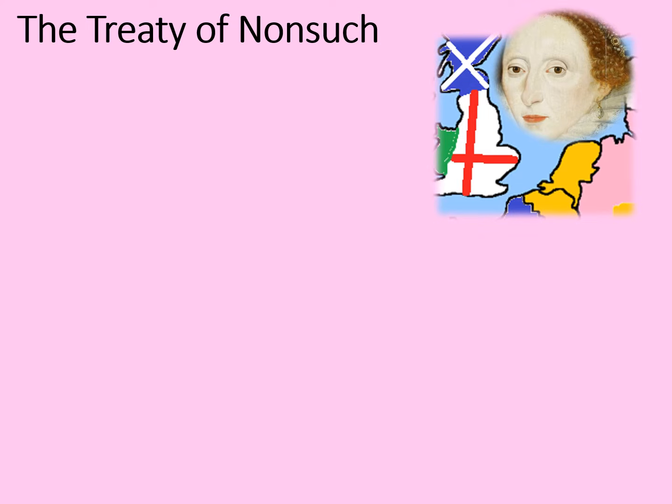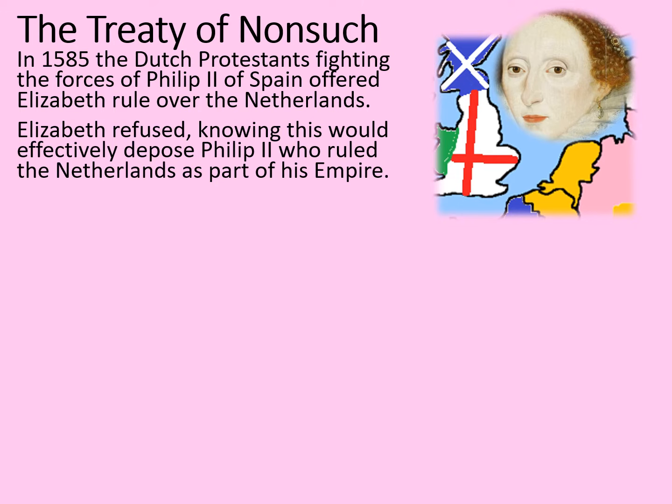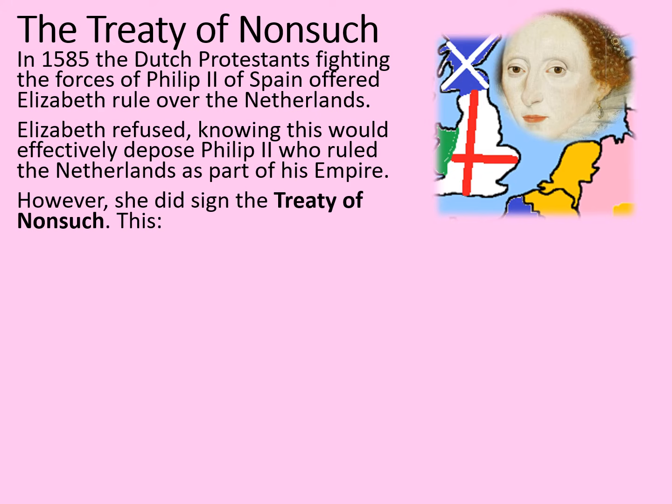Firstly, we need to consider the impact of the Treaty of Nonsuch. In 1585, the Dutch Protestants fighting the forces of Philip II of Spain offered Elizabeth rule over the Netherlands. Elizabeth refused this, knowing that this would effectively depose Philip II, who ruled the Netherlands as part of his empire, which would have been too much of a provocation. However, she did sign the Treaty of Nonsuch.